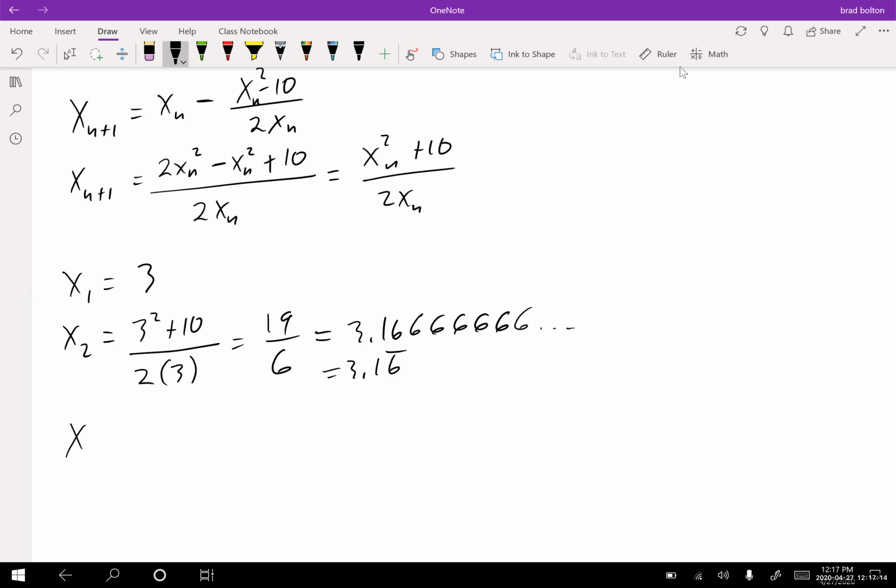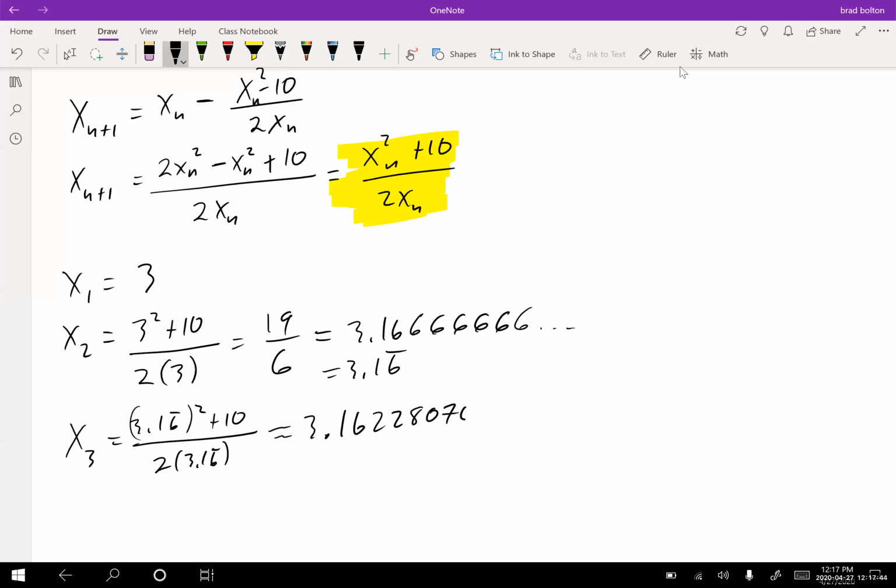Now we can use this for our x sub 3. We're going to plug in 3.16 bar, square it, plus 10, divided by 2 times 3.16 bar, right? All I'm doing, again, is using this formula right here. This is how we're creating each one. That came from Newton's method, okay? So now this should give me approximately 3.16228070, and it might be more decimals than you're getting.